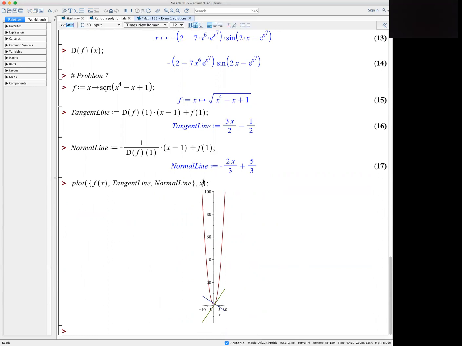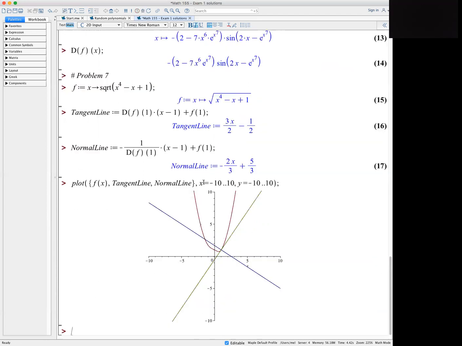Let me make this, x goes from minus 10 to 10. And then we also put a bound on the y's. Say y goes from minus 10 to 10. So now you can see it very nicely. The green is the tangent line at this point, and the blue is the normal line. And they look perfectly perpendicular.